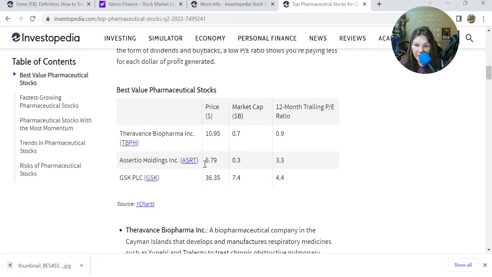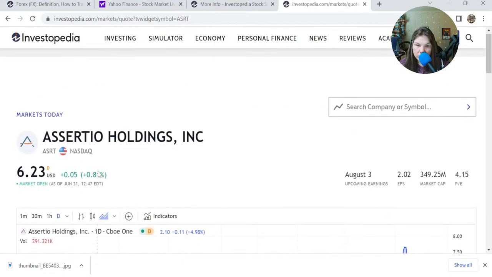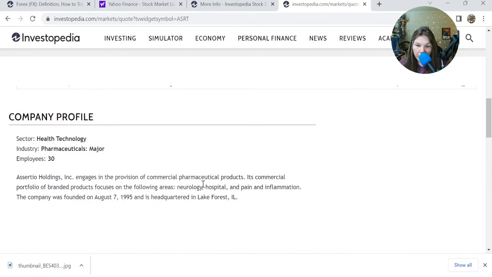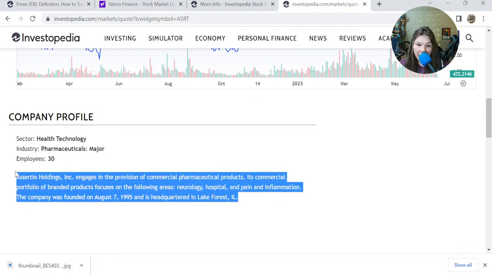So these guys are not penny stocks except for Acerto. What is Acerto? What do they do? Commercial pharmaceuticals. Neurology, hospital, and pain and inflammation. That's a good one. This is a good one, guys.